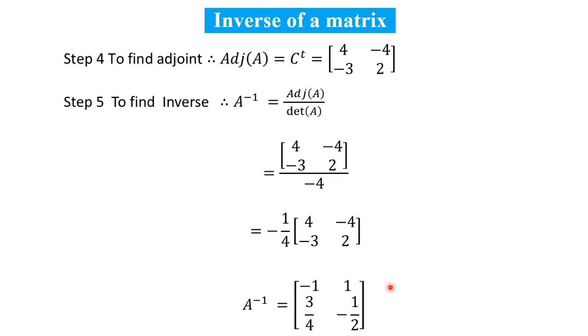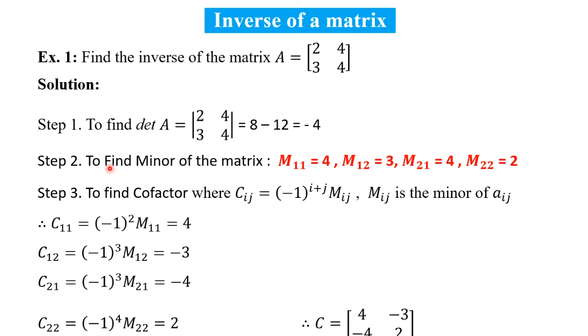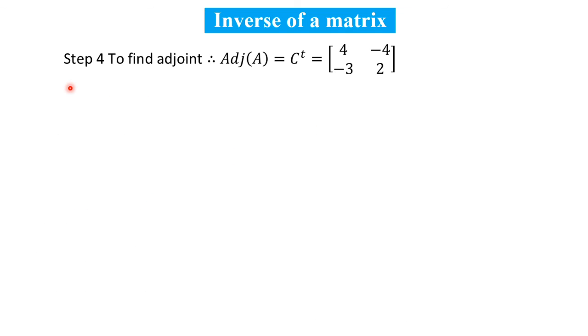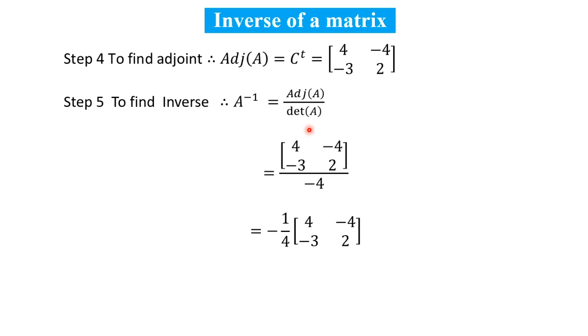How to solve the inverse of a matrix? The first step is to find the determinant, the second step is to find the minor, the third step is to find the cofactor, the fourth step is to find the adjoint, and the fifth step is to find the inverse, that is A inverse is equal to adjoint A divided by determinant A. Okay students, this is the method to find the inverse by the adjoint method.